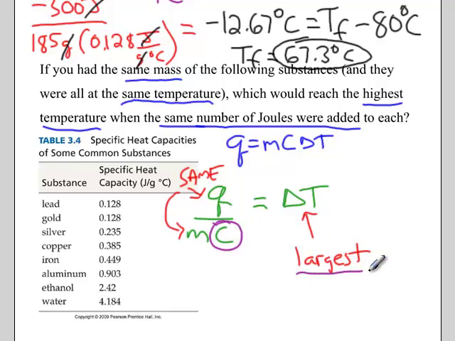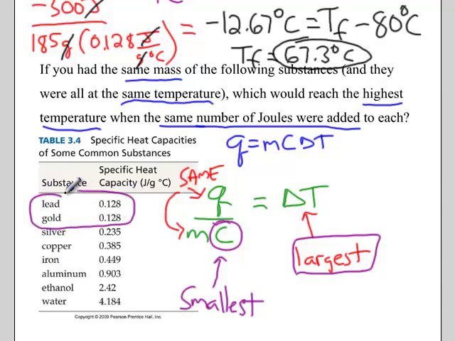If we want to end up with the largest delta T answer, we would plug in not the largest, but rather the smallest C. Because if we have the smallest C, dividing by a smaller number is going to give us a bigger final answer. So the chemical that has the smallest heat capacity is a tie between the first two, lead and gold. So both lead and gold would reach the same final temperature in this example.